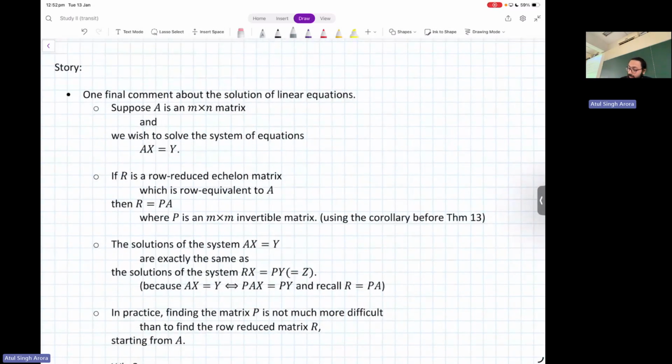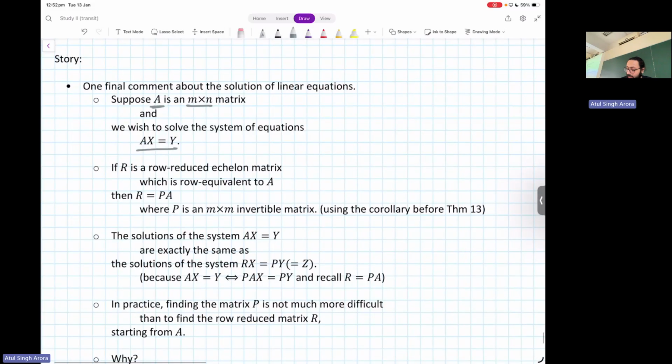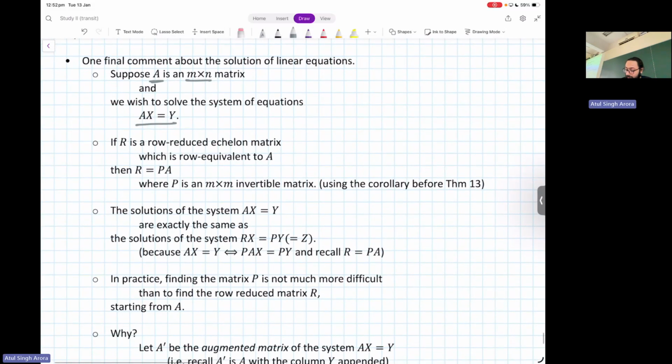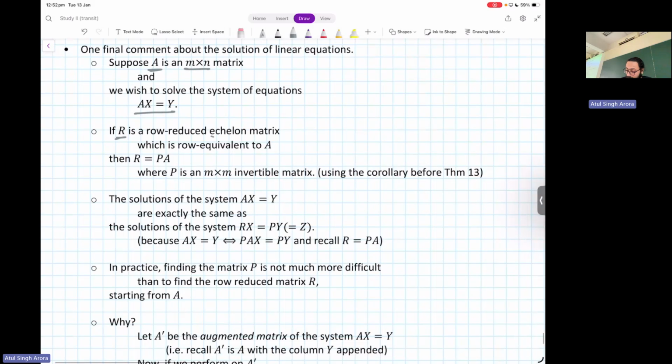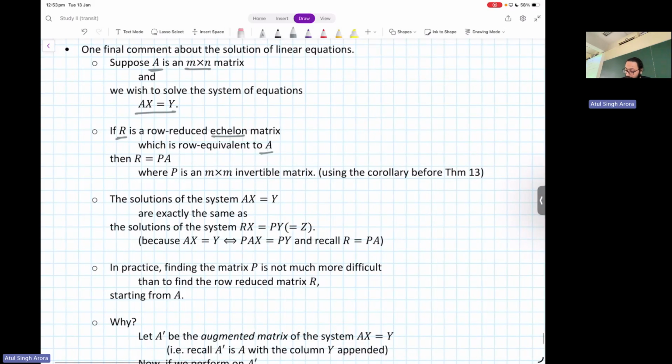All right. So one final comment about the solution of linear equations is the following. Suppose that A is an m cross n matrix, and we wish to solve the system Ax equals y. Now, if R is the row reduced echelon matrix which is equivalent to A, then R equals PA, where P is an invertible matrix. So we are using the corollary before theorem 13. These are elementary row operations, and we argued that they're invertible. Is that okay?